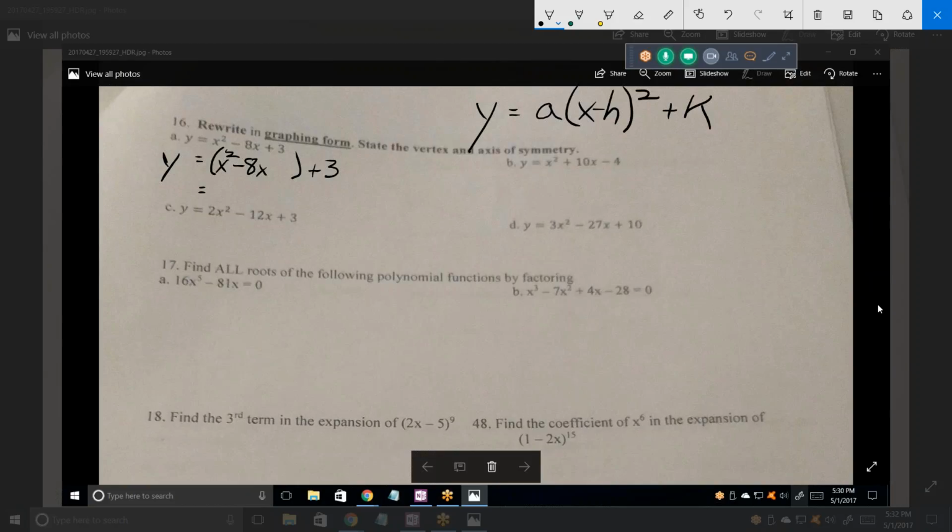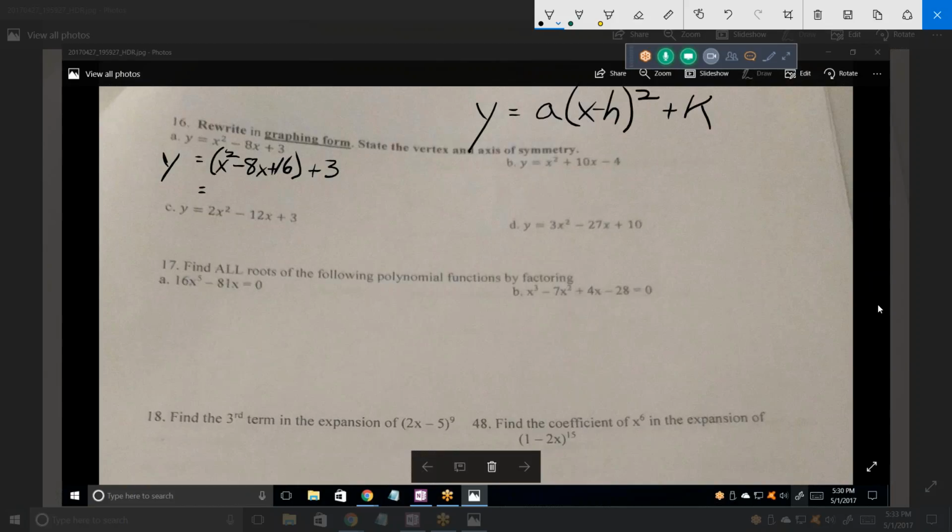Like what to do next? Yeah. What am I going to do next? Take half of 8 and square it. Good. What do you get? 16. And it's always a plus, because notice that even if it's a negative number, once I square it, it turns plus. So I'm always adding in that spot.